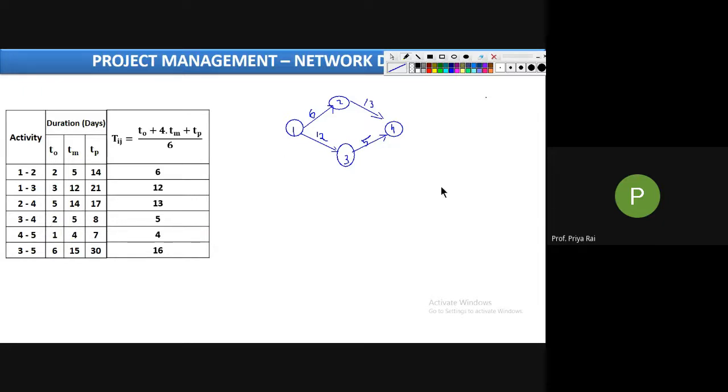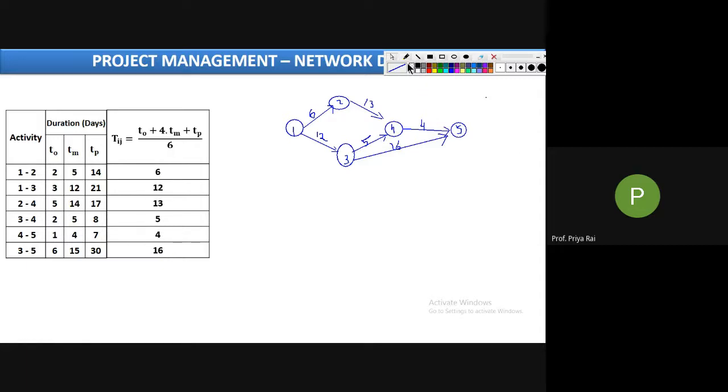Now second last is 4 to 5, which has duration 4. Write it like this. Now last is 3 to 5, that means this arrow from here to here, and the duration is 16. Simple, you can easily draw, right? So the first question's answer is done. Draw the network diagram, but before drawing we must have these values. We cannot use all three values, so first you need to calculate the single Tij values, then we will draw.